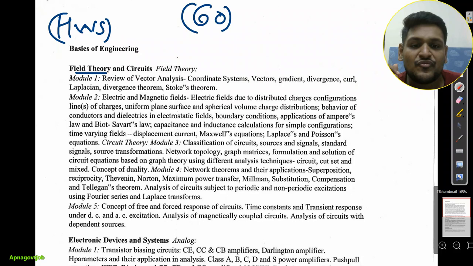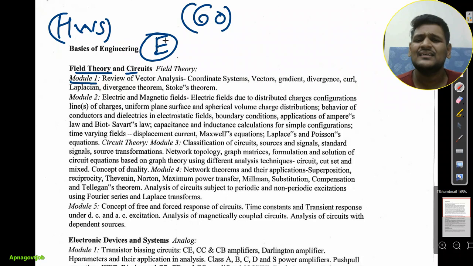First is your field training and circuit, EMT, okay? See, module 1, most important thing you should do compulsory, okay? Whether it is vector analysis, quadrant system, gradient, divergence, curl, Laplacian, divergence theorem, Stokes theorem, all the things are necessary for you, okay? Now, just listen carefully, the most important thing I am telling you, right? The level will be definitely easy, okay? Easy, not moderate also. It will be easy for your NMDC exam, no need to worry in that.